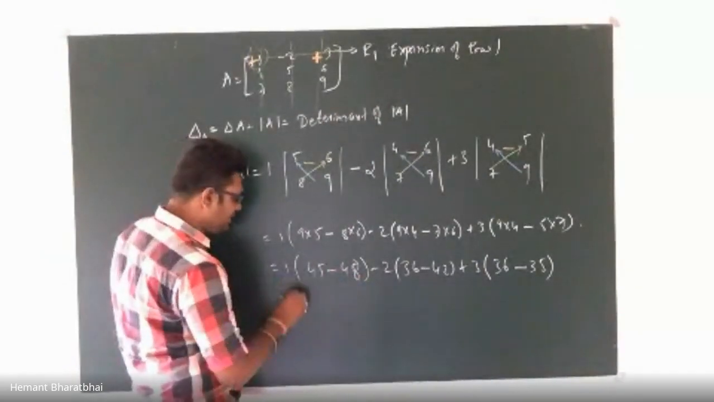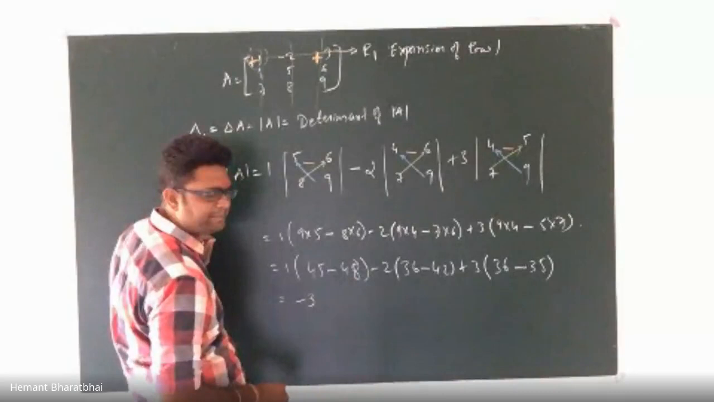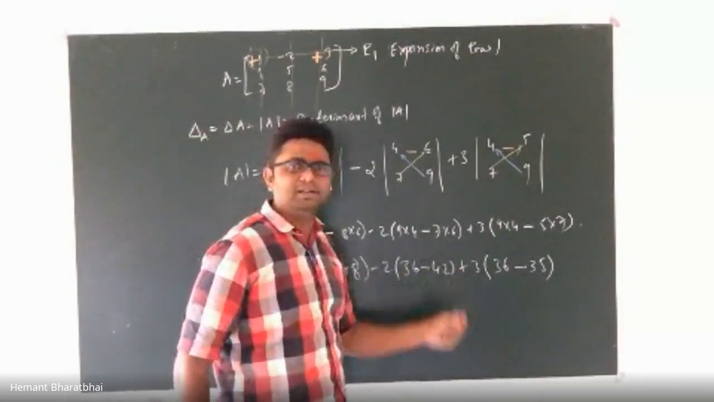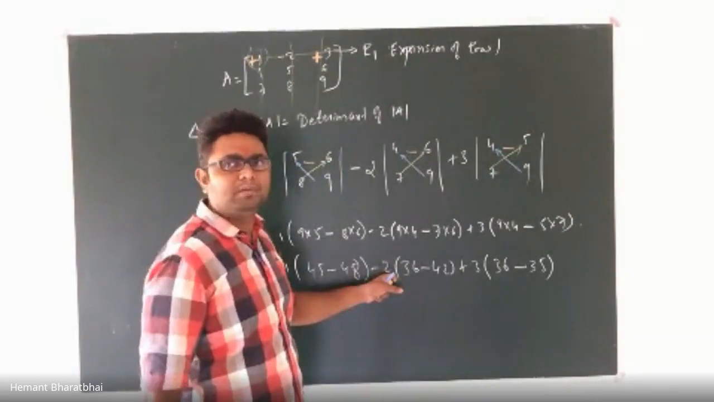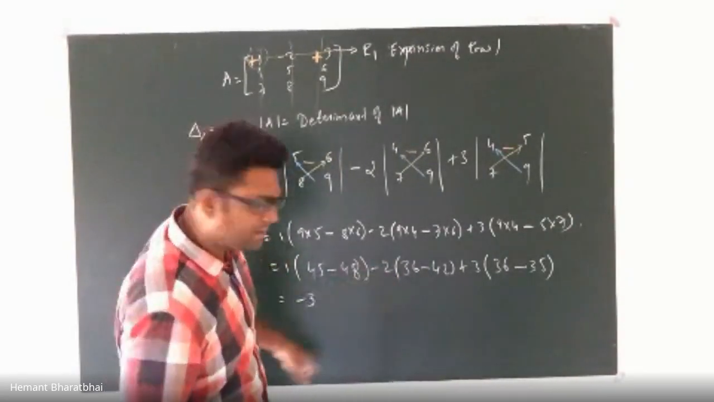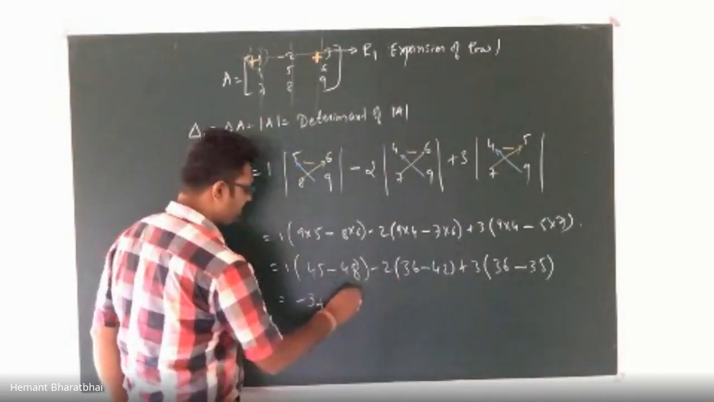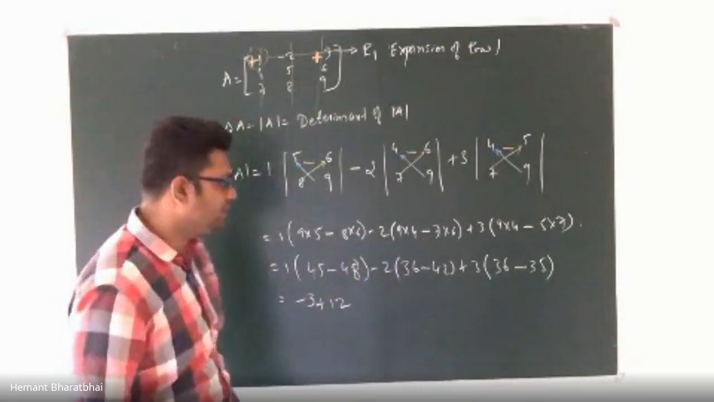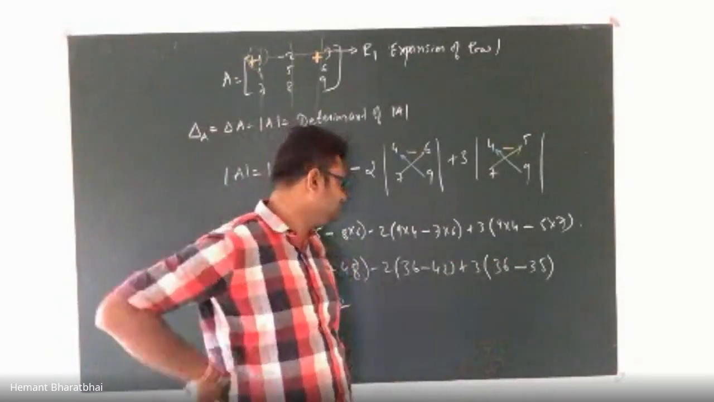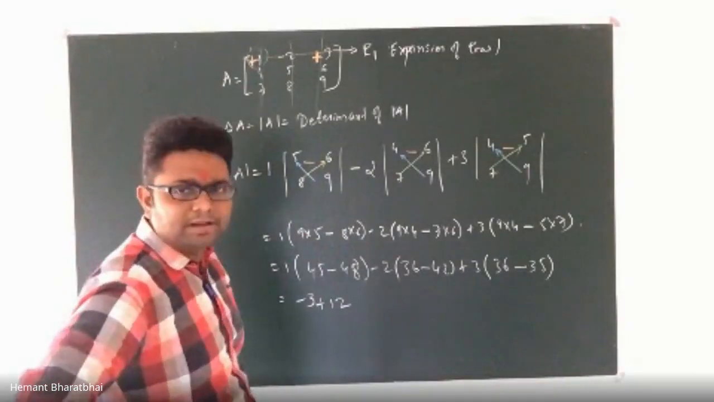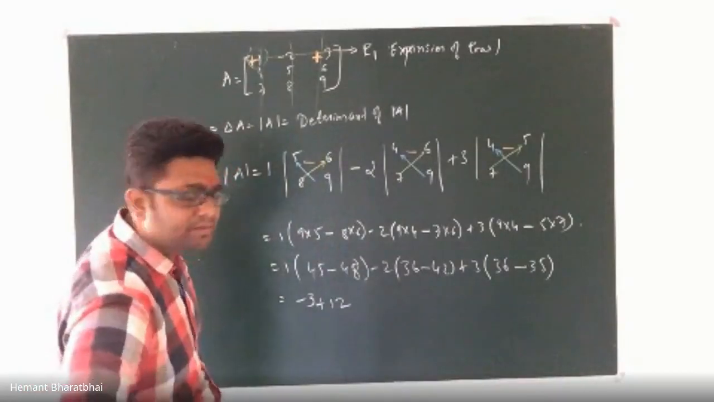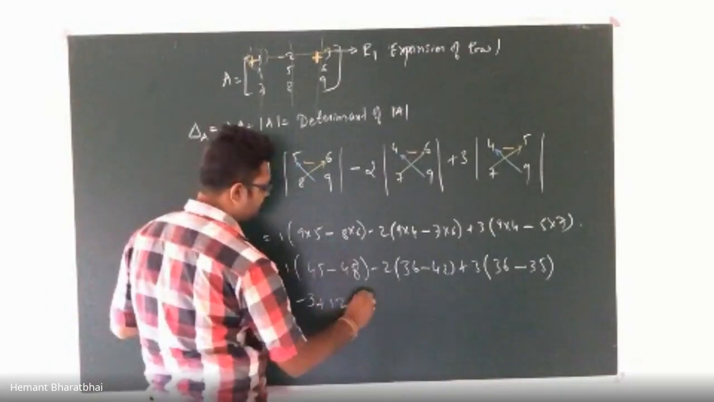45 minus 48 is minus 3, into 1, that will be minus 3. 36 minus 42 is minus 6. Minus 6 into minus 2 will be plus 12, since minus minus becomes plus. Then 32 minus 35 is minus 3, and 3 into minus 3 is minus 9.